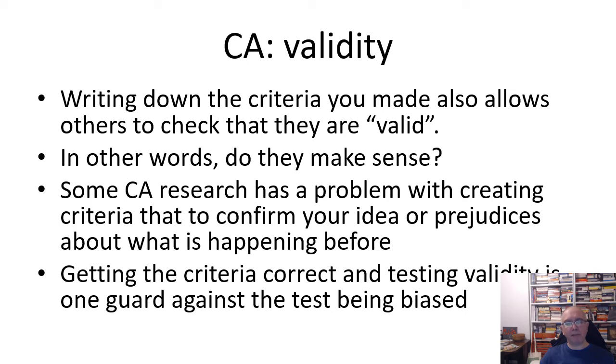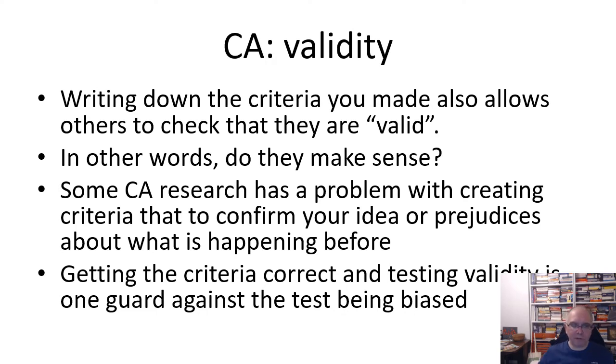Another aspect of your criteria for coding, for categorizing the information, is that it should be valid. That seems a very general idea, the idea something should be valid. But it's about allowing others to check that they're valid. And what does valid mean? It means they make sense, that they connect with the problem that you're asking about, and they're not biased.